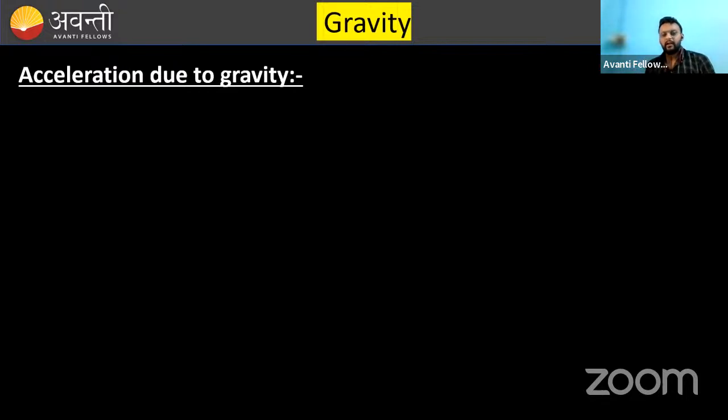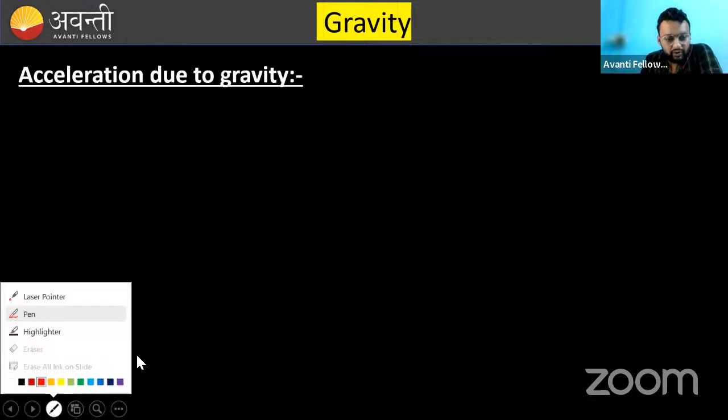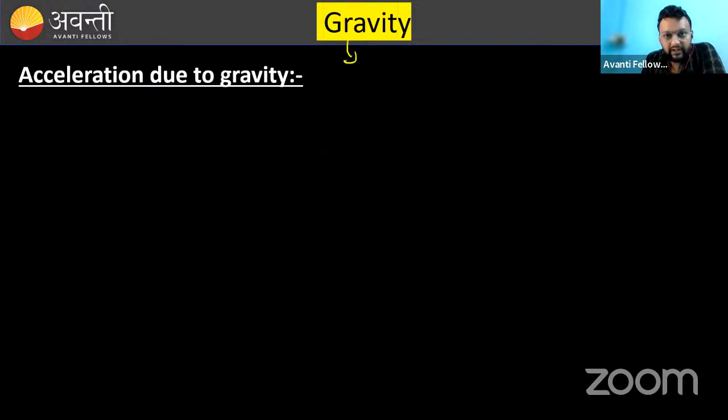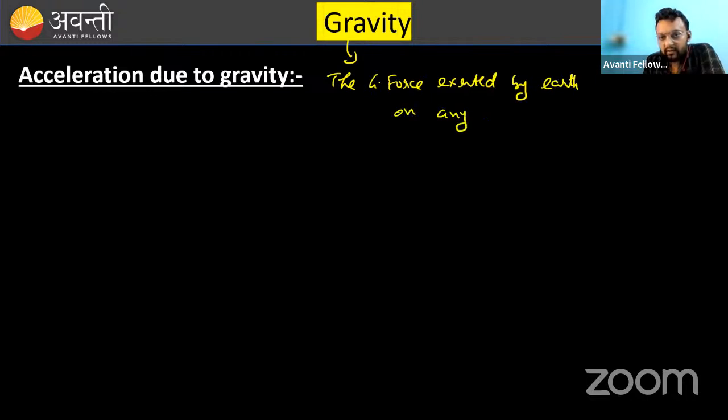Acceleration due to gravity. So first of all, what is acceleration due to gravity? If I talk about one thing to be remembered, and everyone should know, what is gravity? Gravity is the force, or the gravitational force, exerted by Earth on any object or any mass. That means the gravitational force is a universal force, but this force is called gravity when it is exerted by Earth. When the source of the force is Earth, then it is called gravity.